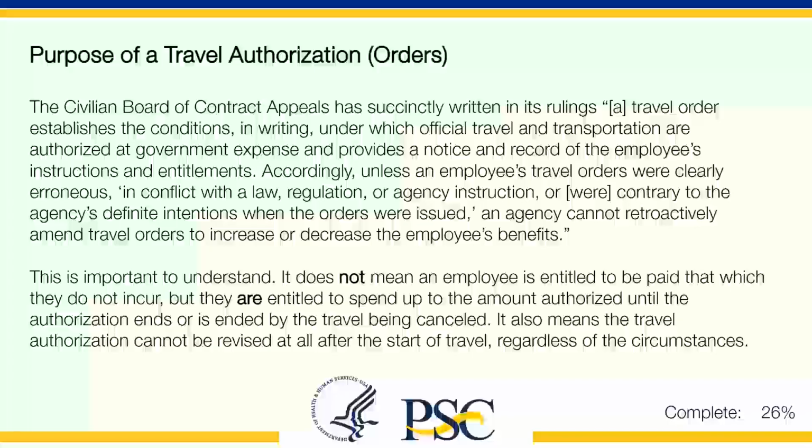The Civilian Board of Contract Appeals has succinctly written in its rulings, quote, "A travel order establishes the conditions, in writing, under which official travel and transportation are authorized at government expense, and provides a notice and record of the employee's instructions and entitlements. Accordingly, unless an employee's travel orders were clearly erroneous, in conflict with a law, regulation, or agency instruction, or were contrary to the agency's definite intentions when the orders were issued, an agency cannot retroactively amend travel orders to increase or decrease the employee's benefits."